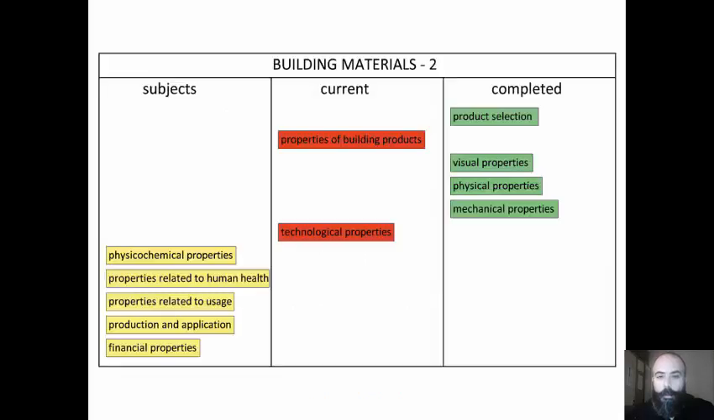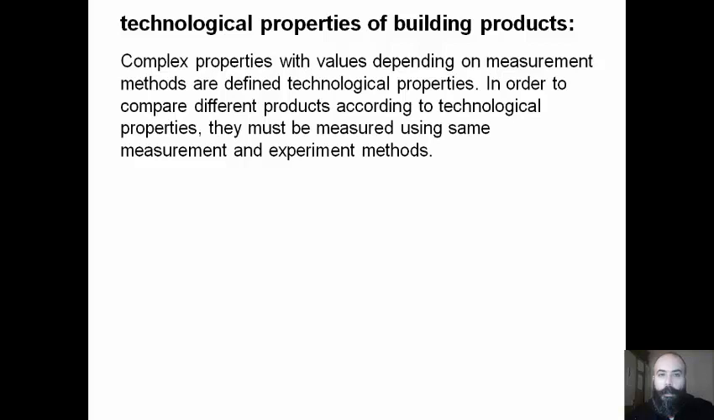We are going to continue with the technological properties of building products. Complex properties with values depending on measurement methods are defined as technological properties. In order to compare different products according to technological properties, they must be measured using the same measurement and experiment method.